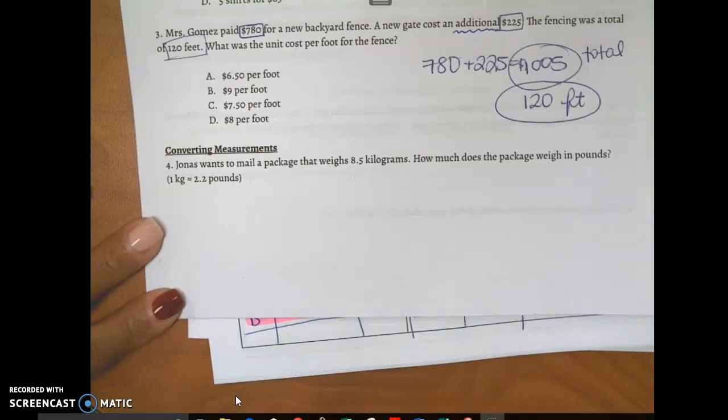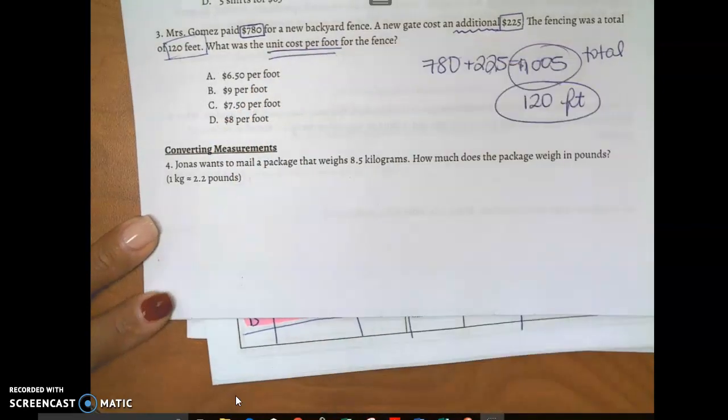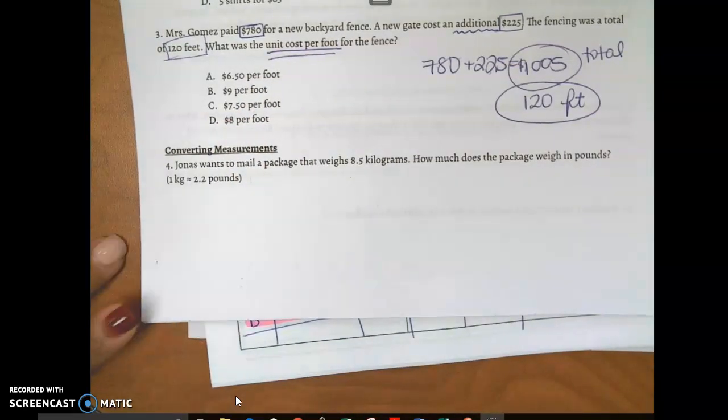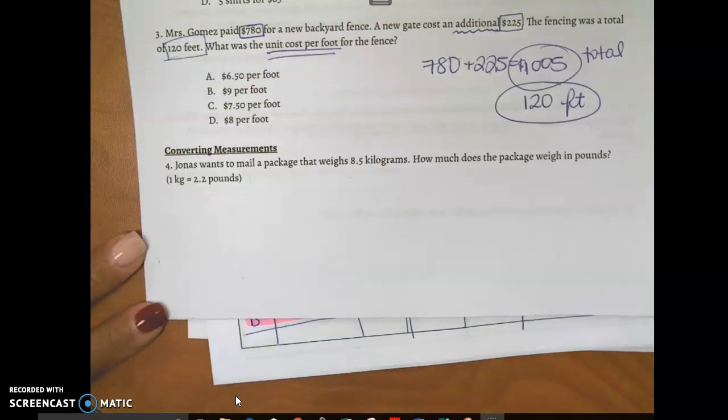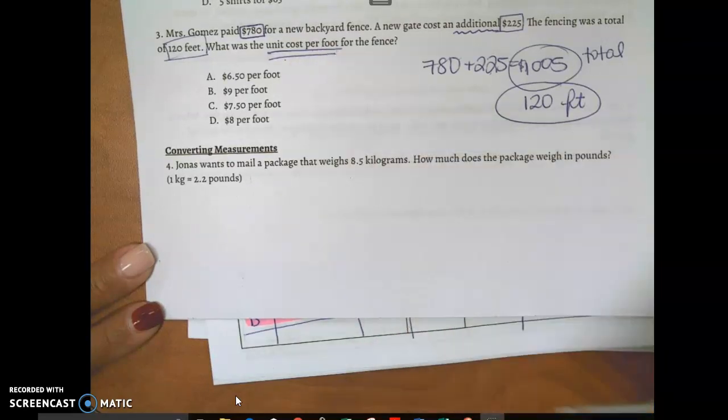So, what are they asking me for? What does unit mean? How much for what? Per foot, how many feet? Where are we? Trick question. Unit cost per foot, how many feet do they want?